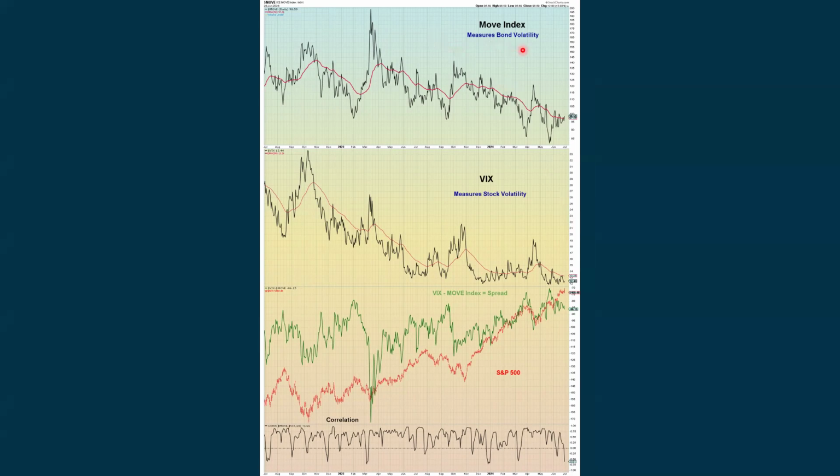That's measured by the MOVE index. The volatility of stocks is the next area down. That's the VIX. And then what I pay attention to is the correlation between the two. And we're seeing that volatility... now, this doesn't measure price. This is just measuring volatility of stocks and bonds. They're having a tendency to go in opposite directions right now.